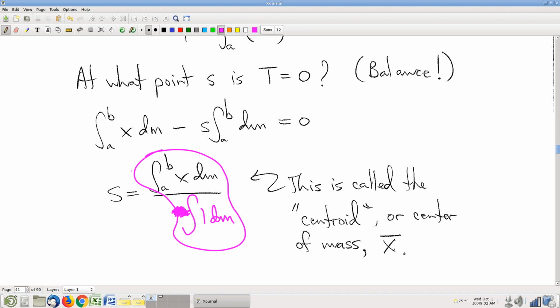It's literally a weighted average of the x coordinates of the points on the shape in question. So that's how I remember it, by the way: integral x dm over integral 1 dm.